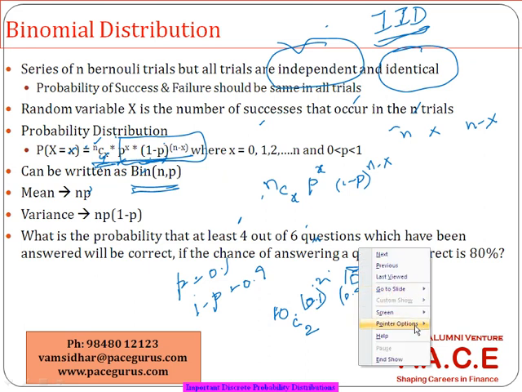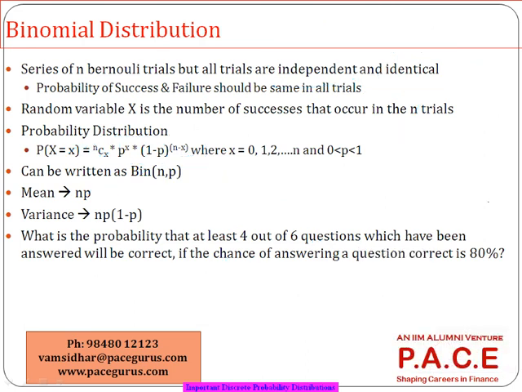Now look at this numerical. We'll solve this with the same logic. What is the probability that at least 4 out of the 6 questions which have been answered are correct, if the chance of answering a question correctly is 80%? So probability of answering correctly, if I take it as success, is 0.8. Not answering correctly, I'll take it as a failure, which is 0.2. Now, I'm talking about 6 questions being answered, and I want at least 4 correct, which means there could be 4 correct, 5 correct, 6 correct. So, what is the probability of 4 correct?